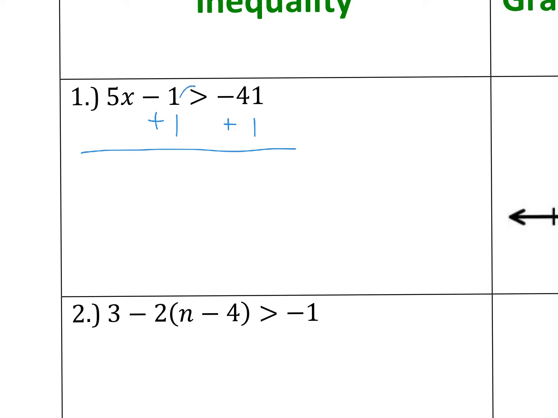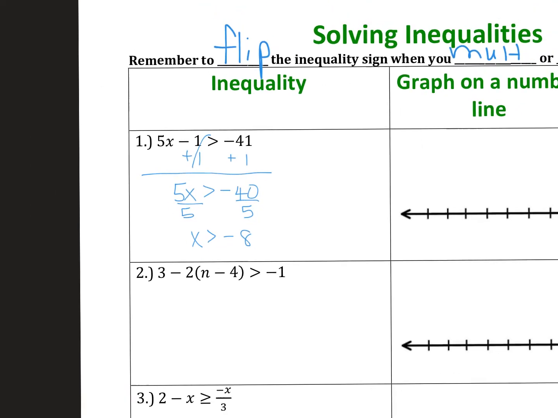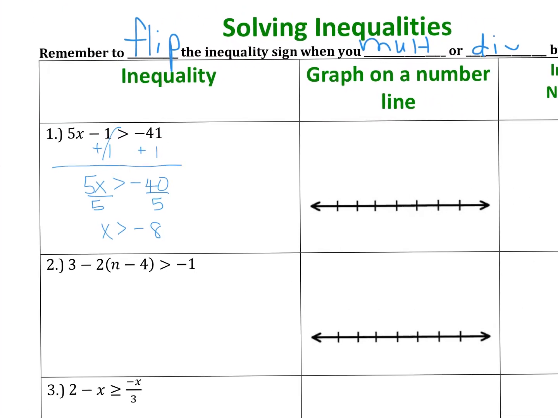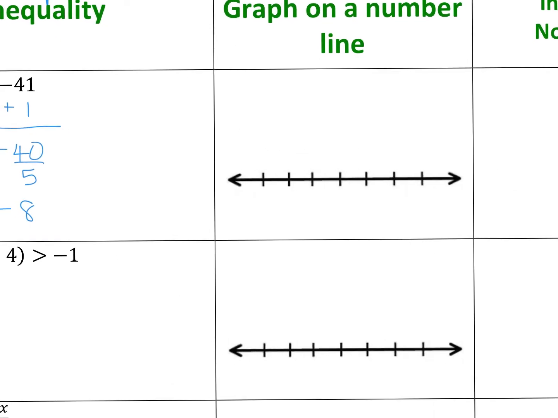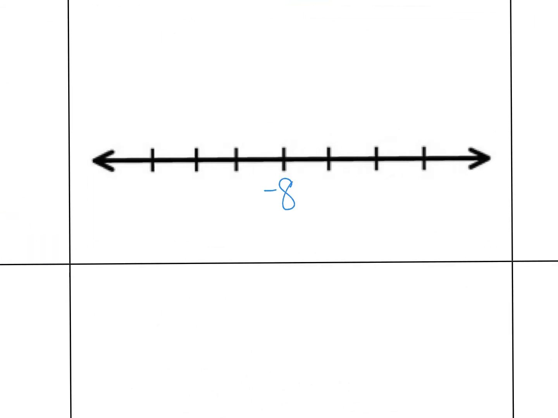So we're going to add 1 to both sides. 5x is greater than negative 40. And I divide by a positive 5, so I do not have to switch the sign, but I end up with negative 8. So on my number line, I'm going to put negative 8 in the middle, and I'm going to put negative 7 to its right because negative 7 is actually larger, and negative 9. So you can label the number line however you need to, but you need to make sure that the smaller number is to the left.